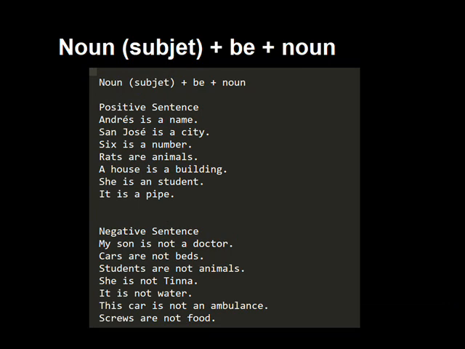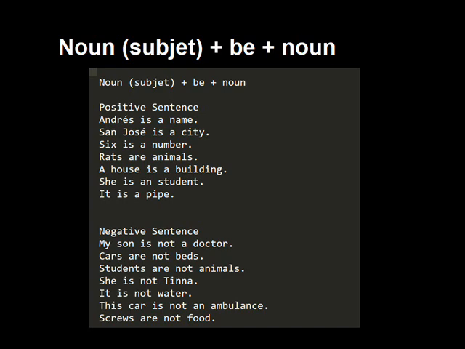The third way of using the verb to be is a noun or a subject plus be plus a second noun. We can define something without using an adjective. With the verb to be, we can say what something is. With this formula, noun plus verb to be plus a second noun, we can say what something is.